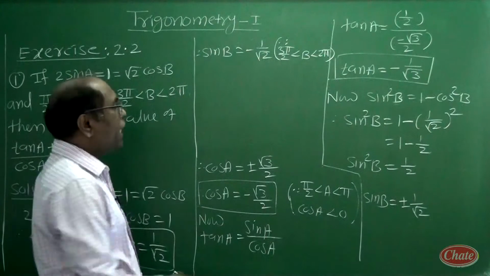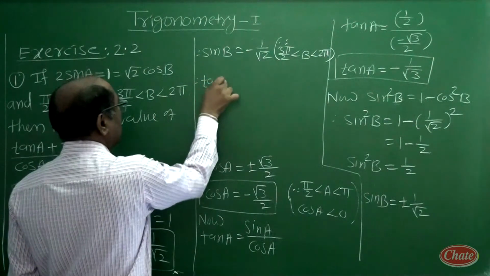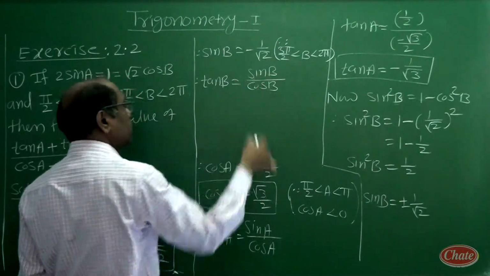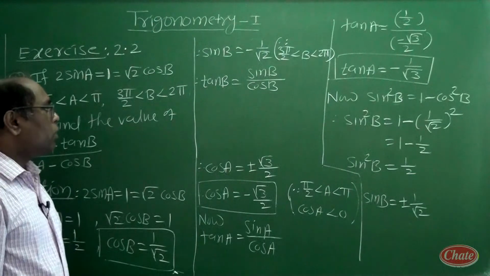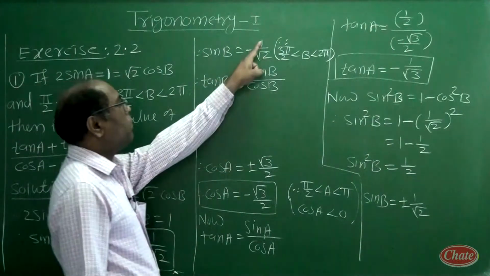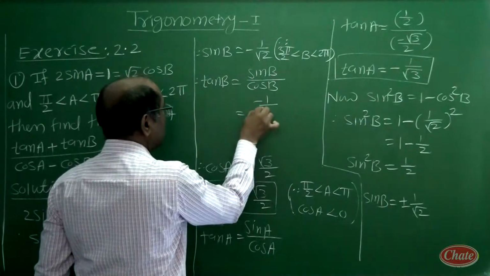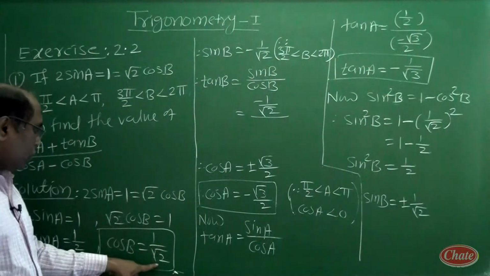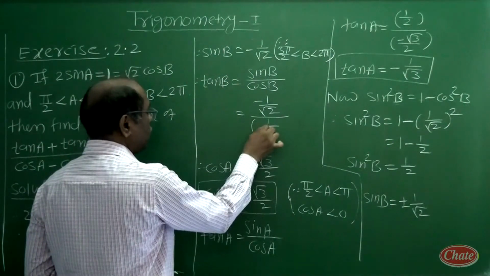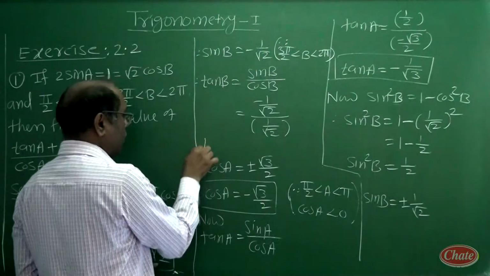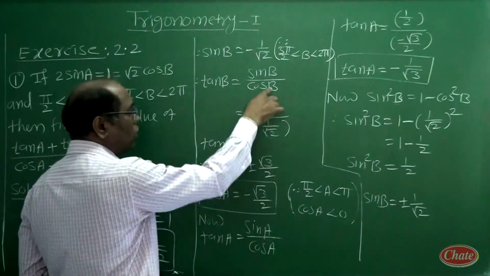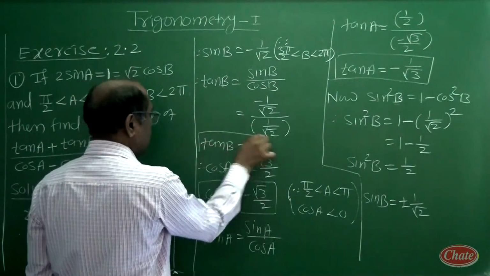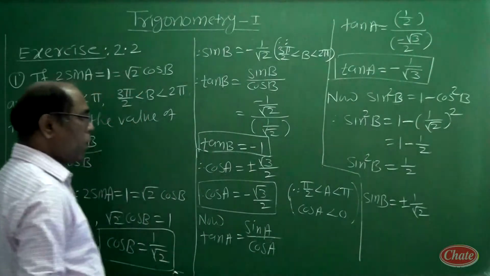Now to find out the value of tan B. Therefore tan B is equal to sin B divided by cos B. What is value of sin B? Minus 1 upon root 2. What is value of cos B? 1 upon root 2. And so therefore tan B is equal to minus 1 upon root 2 divided by 1 upon root 2, 1 upon root 2 get cancelled, that is equal to minus 1. So tan B is equal to minus 1.